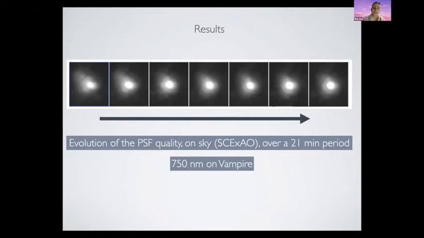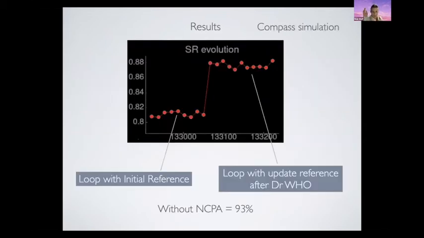So we did some tests on sky, on SCAXO with the Vampires instrument. As you can see here on the left-hand side, you have a PSF with a pretty strong coma. And over a 21-minute period, you can see that slowly, as the algorithm proceeds, the PSF gets better and better with a sharper PSF.